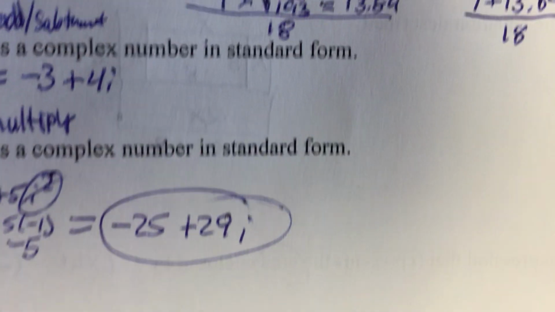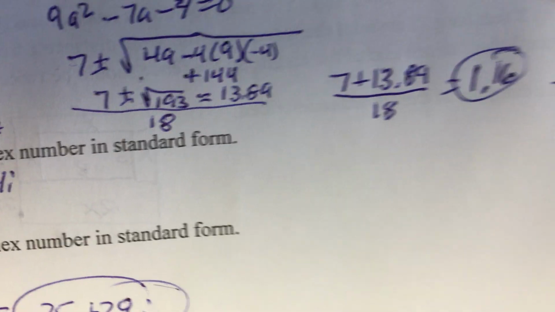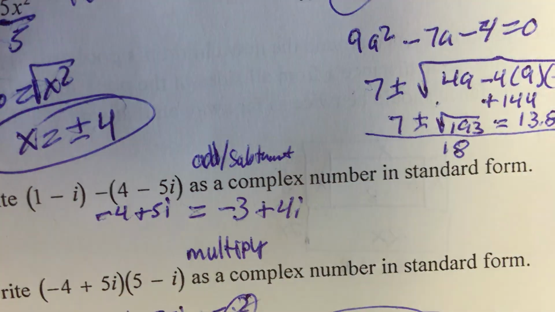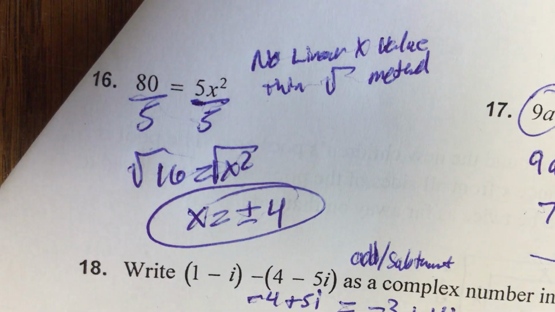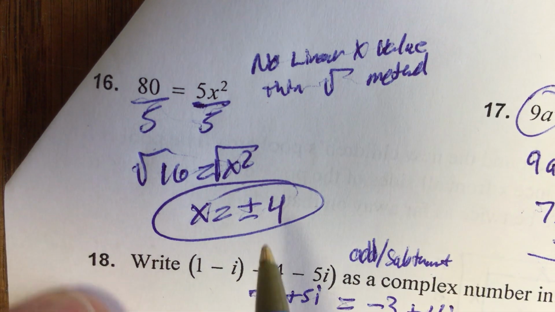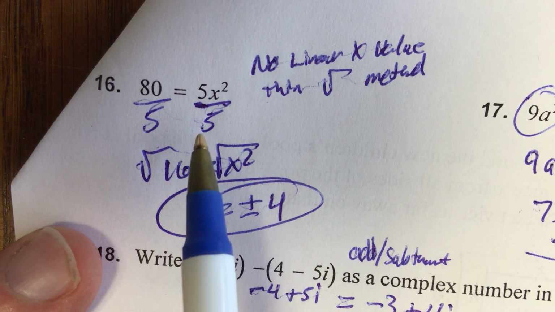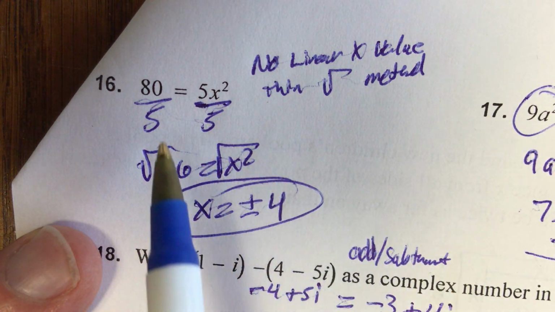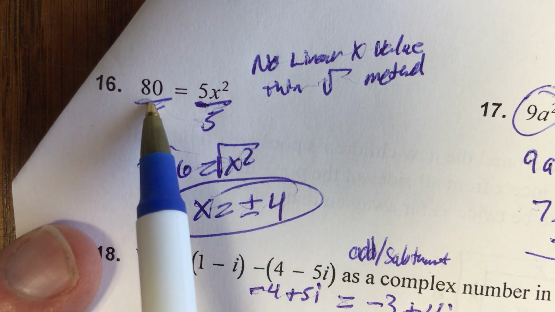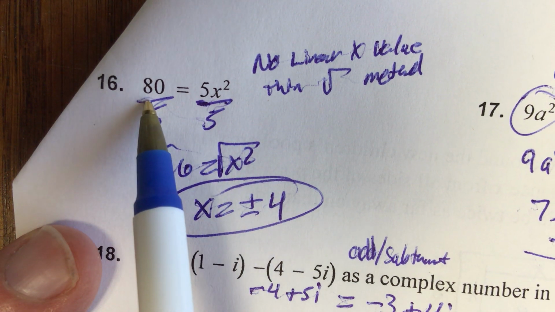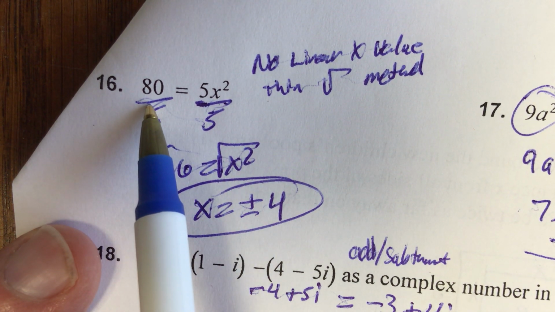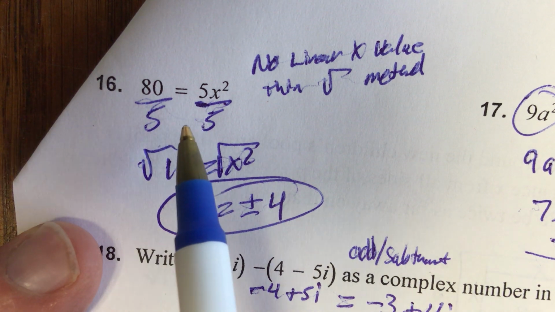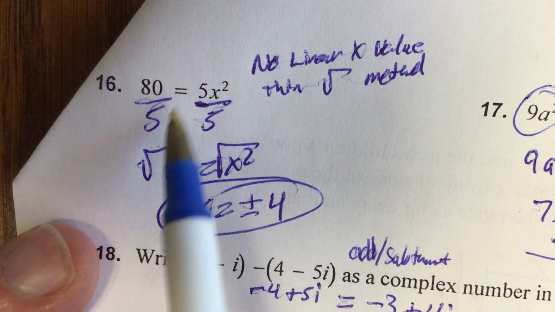Flipping it over, we're doing number 16 now. Wait, I gotta go this way. Sorry. And get it right there. All right, again, still doing the square root method. How do I know to do the square root method? There is no linear x-valued term. In other words, you'll notice there's an x squared term, which is your quadratic term, and there's a constant term, which is the 80, with no x with it. There is no linear term. There is no x to the first power in this equation.